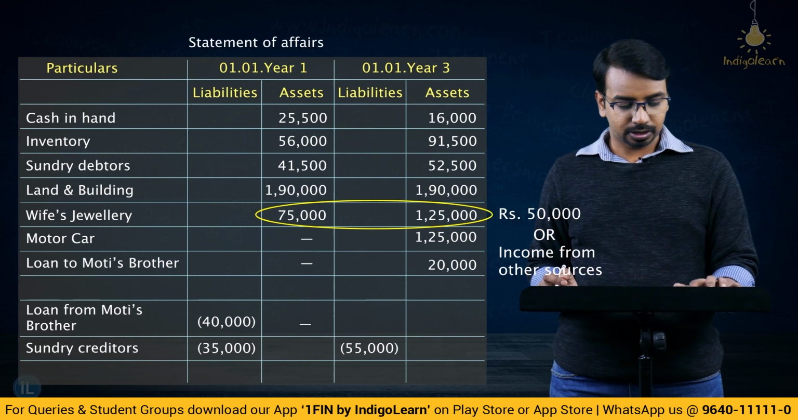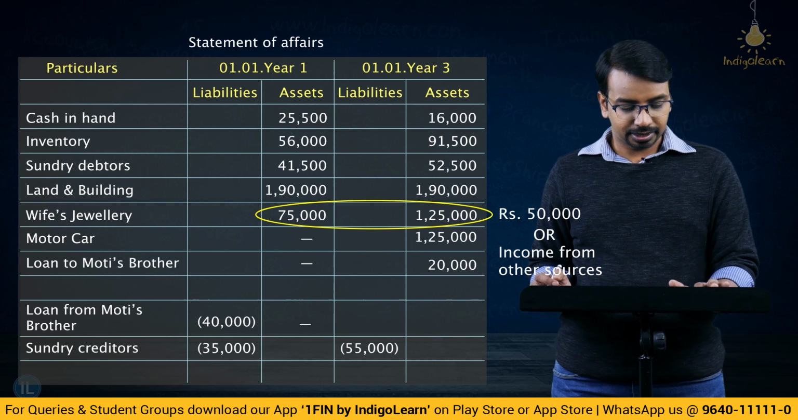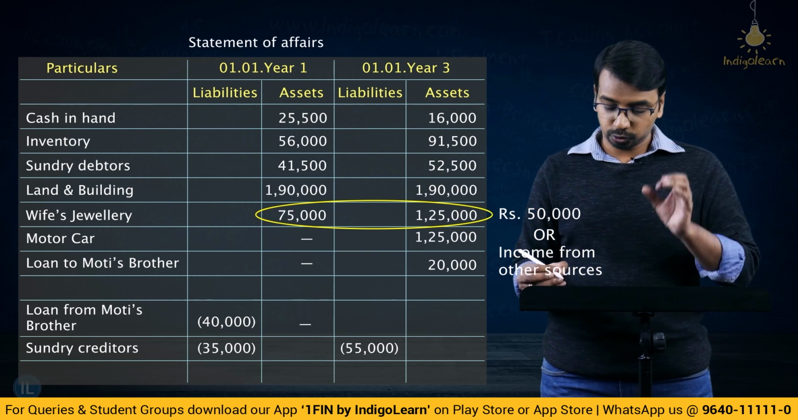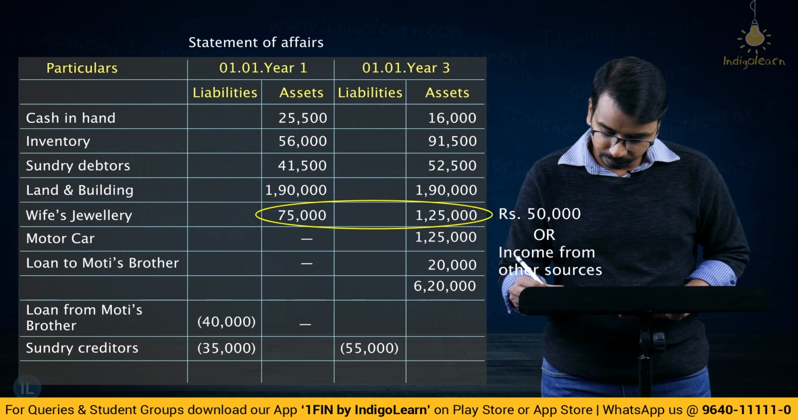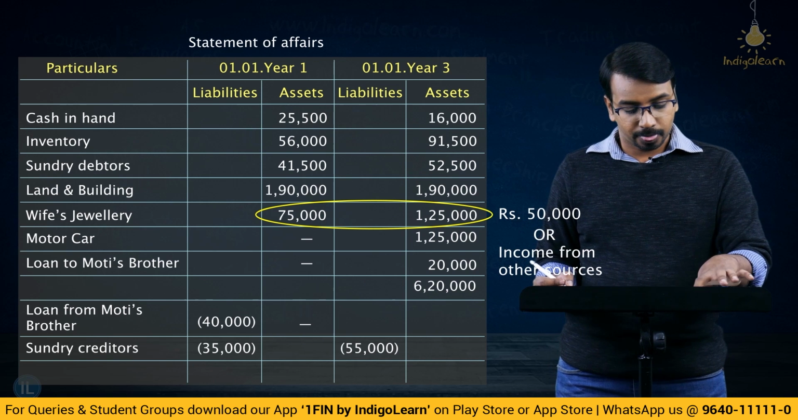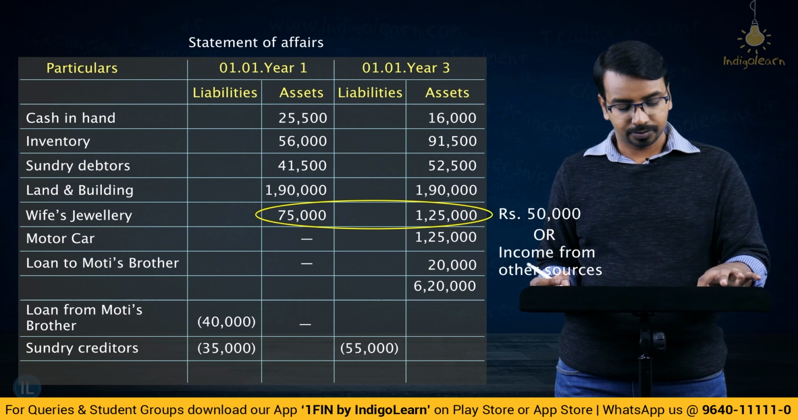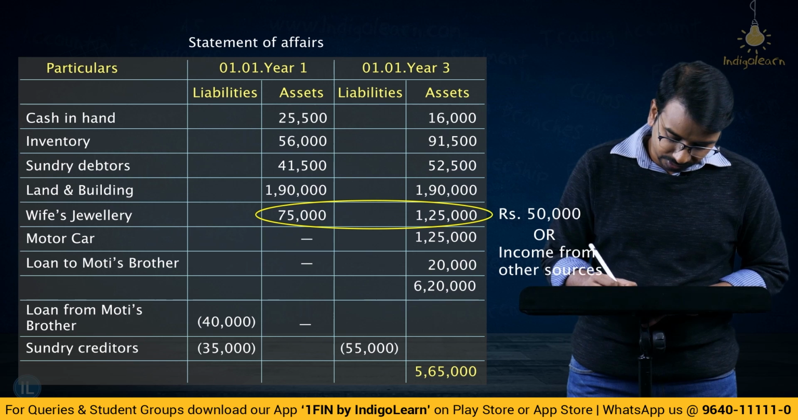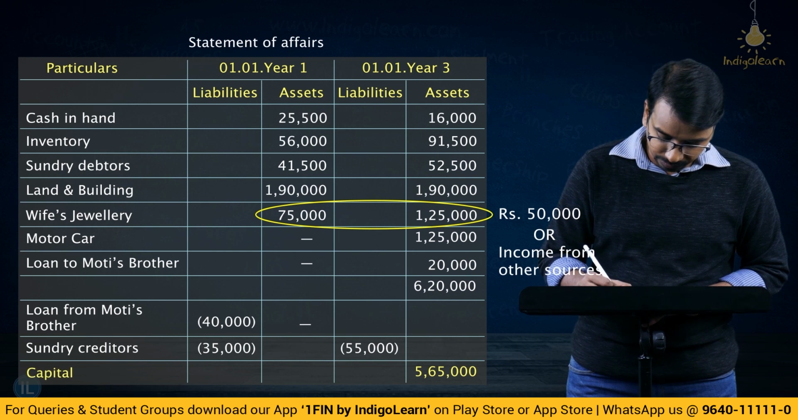So, you have 16,000 plus 91,500 plus 52,500 plus 1,90,000 plus 125,000 plus 125,000 plus 20,000. So you have 6,20,000 total of asset of year 3 minus 55,000. You get 5,65,000. So you have capital, which is your balancing figure, 5,65,000.